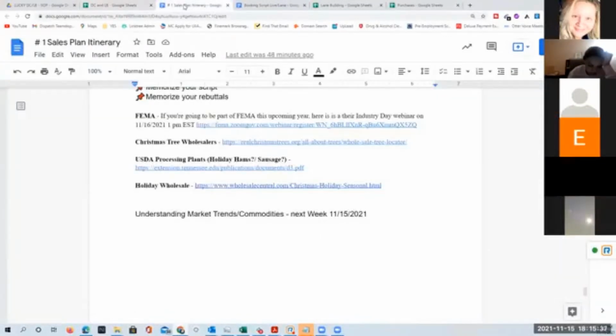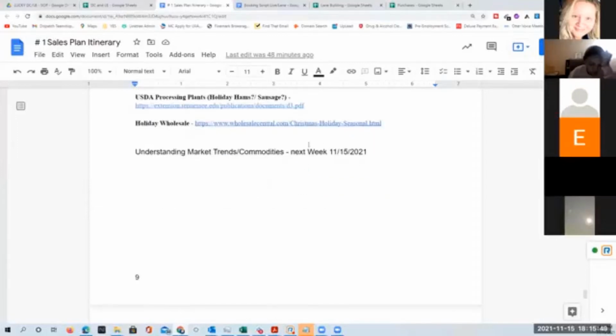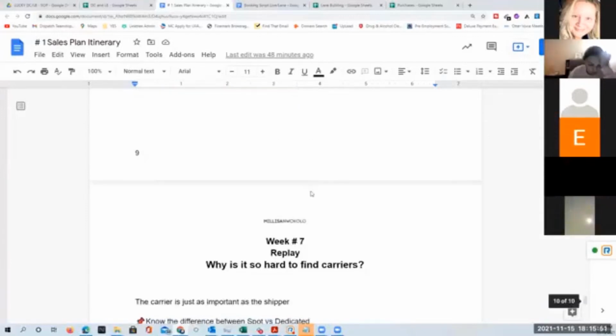Same thing with the holiday hams and the sausage. Same thing with holiday wholesale. There's a wholesaler for Christmas ornaments. And understanding the market trends and the commodities, we're going to be working on that. But you may get a lot of these holiday loads, so now what are we going to do? During the holiday, the best boards to use are DAT and Truckstop.